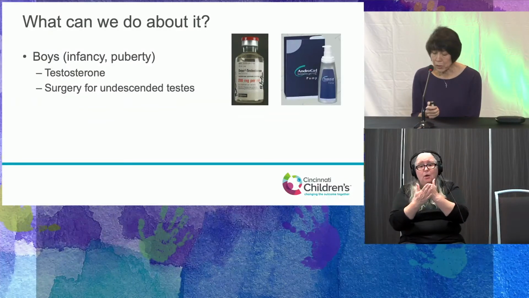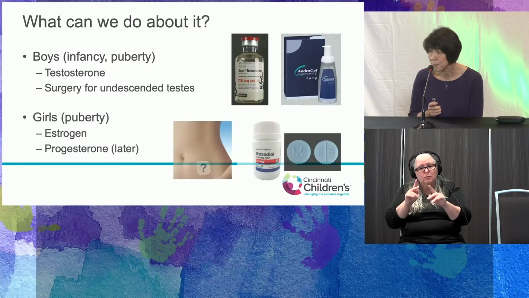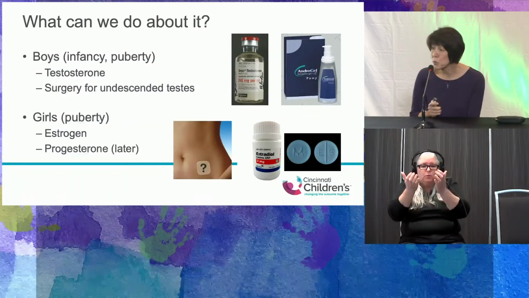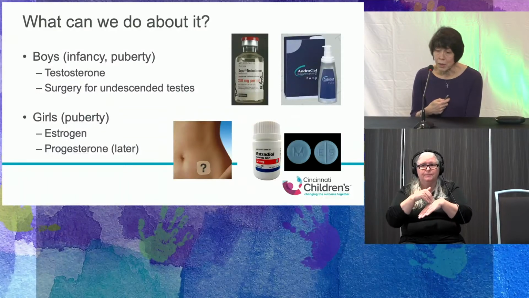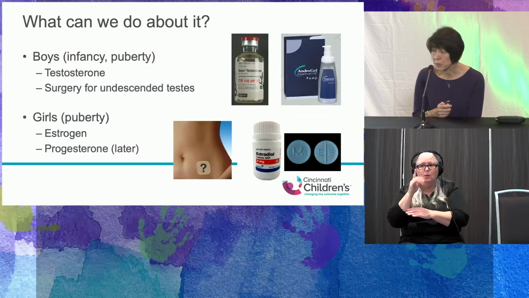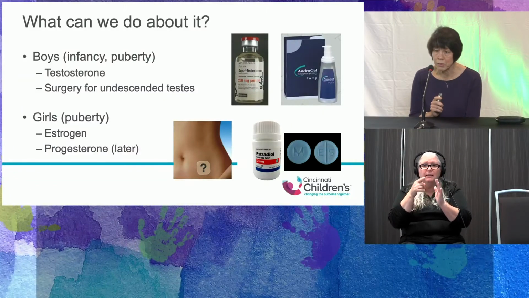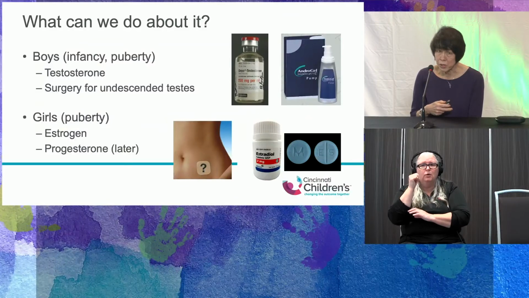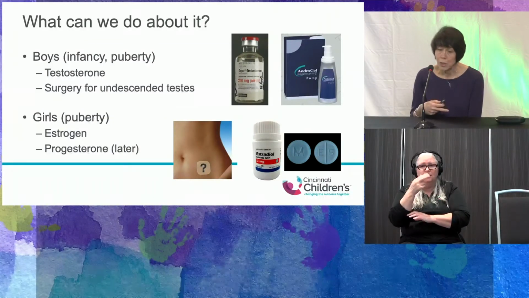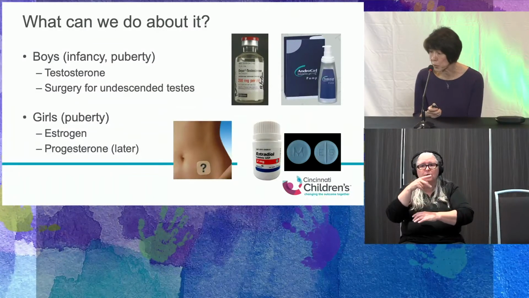Often the testicles may not descend all the way with hormone treatment, so some children need surgery to bring those testicles down. And then at puberty, we would give back the hormones that aren't typically being made. So in boys, that would be testosterone, and in girls, it would be estrogen, the female sex hormone, and later on progesterone, which is the hormone that brings about menstrual periods.